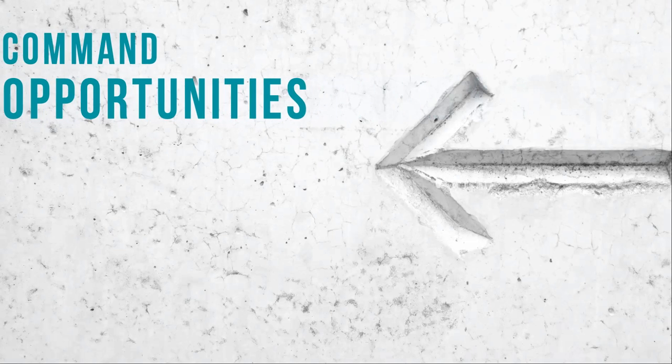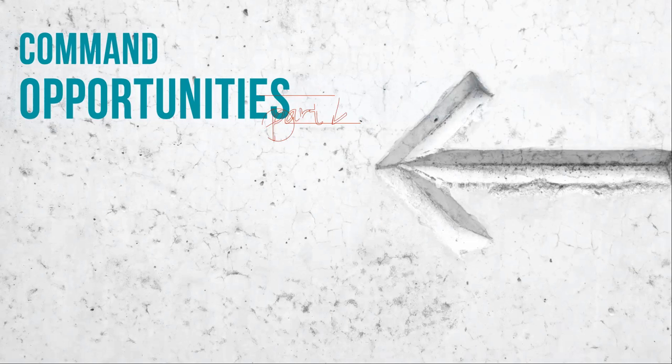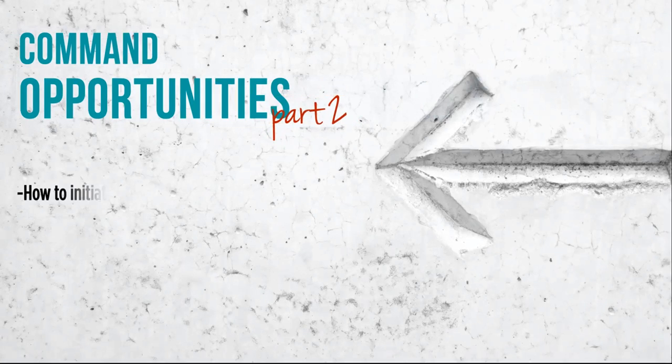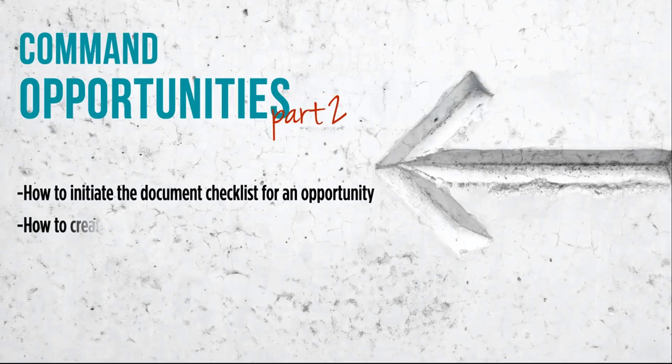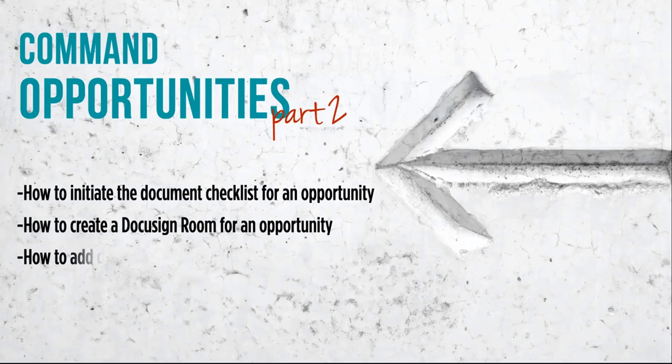Today we're going to go over Command Opportunities Part 2. We're going to pick up right where we left off in Part 1. So the next step is going to be how to initiate the document checklist for an opportunity, how to create a Docusign room for an opportunity, and how to add documents to a Docusign room.